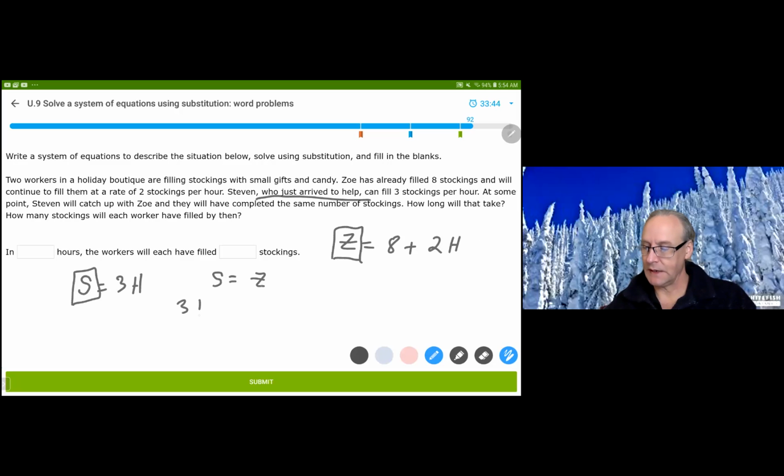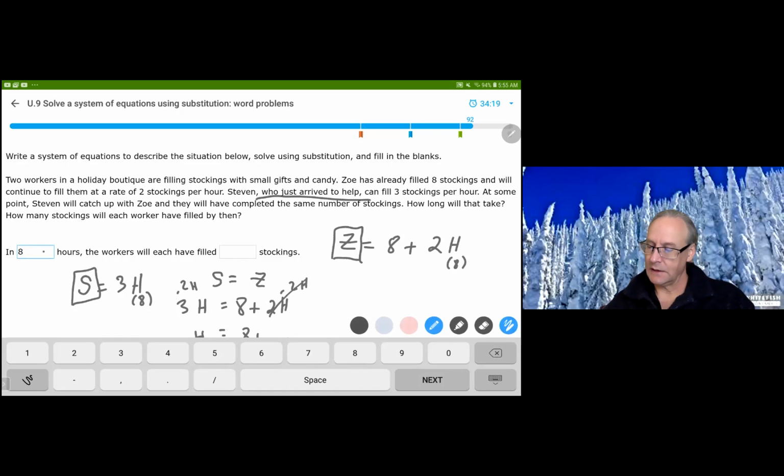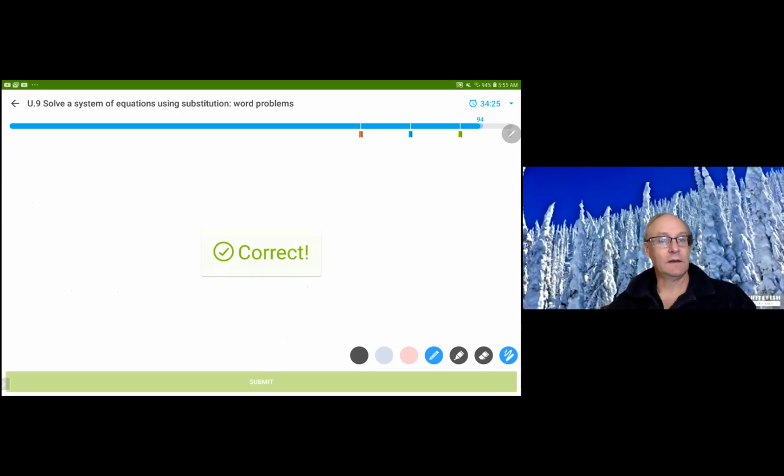And that's 3h is equal to 8 plus 2h. And again, same weird error that comes up. You subtract the 2h from both sides and we get 8 is equal to h. That gives you h equals 8 hours. Well, Stephen will have finished 24. And Zoe, 8 plus 16 is also 24. In 8 hours, each worker will have filled 24 stockings. Elves, I guess.